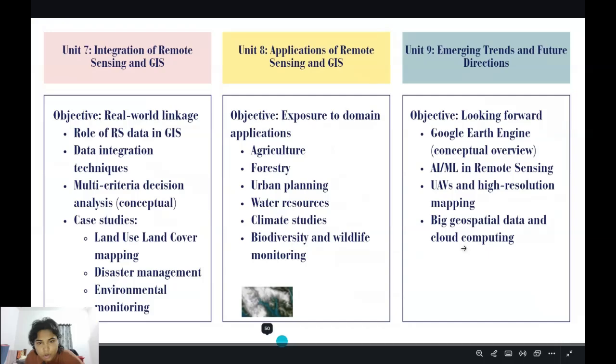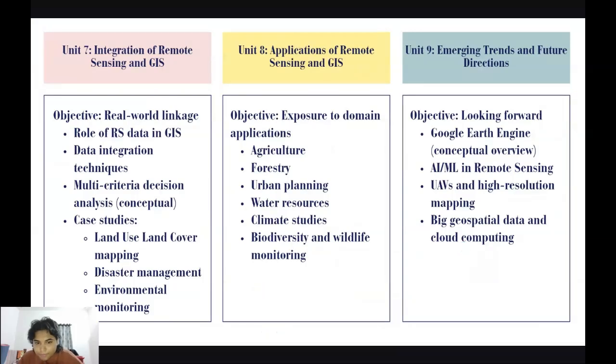So tomorrow we are going to talk about urban planning and water resources. If possible, we will also accommodate climate studies, because climate studies will be a smaller topic. Also, biodiversity and wildlife monitoring will be a smaller topic. It'll be difficult to take up all throughout.